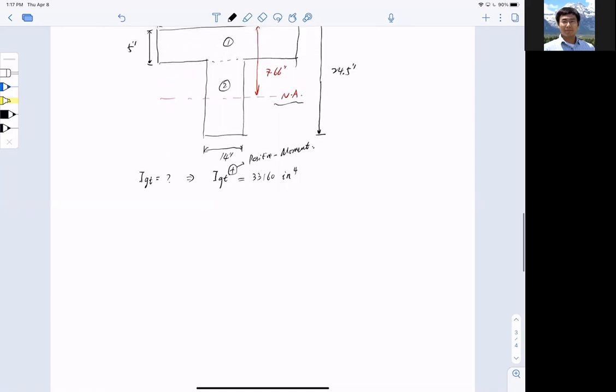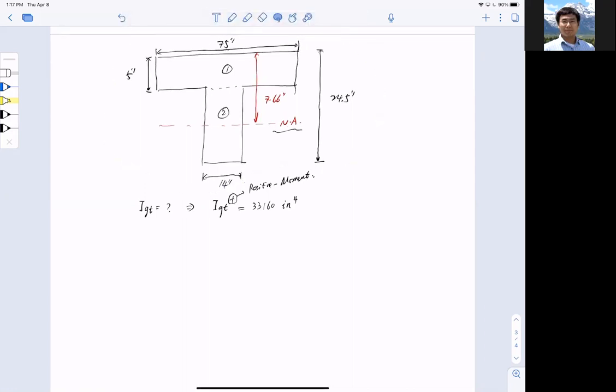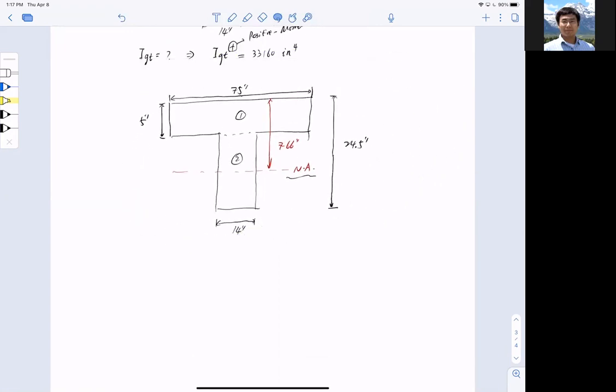Using the same diagram, let me just copy it. I'm a little bit lazy here. Copy this and paste here, and that is my positive section. And I want to solve for my cracking.